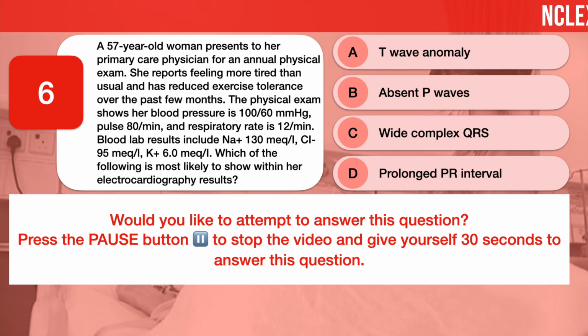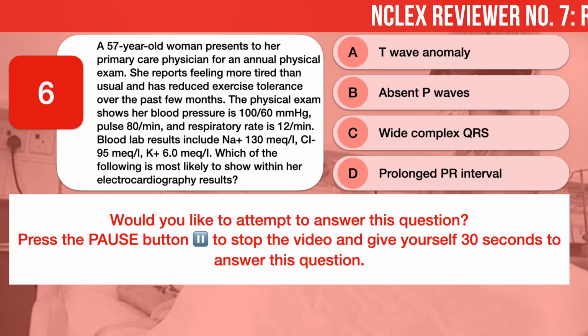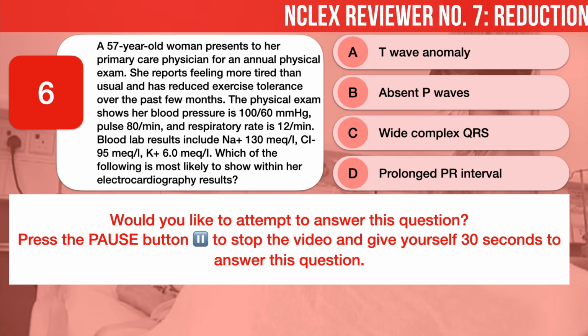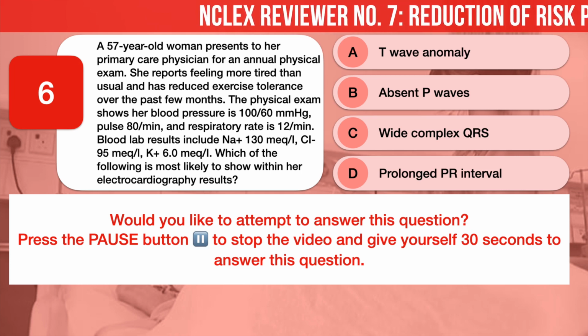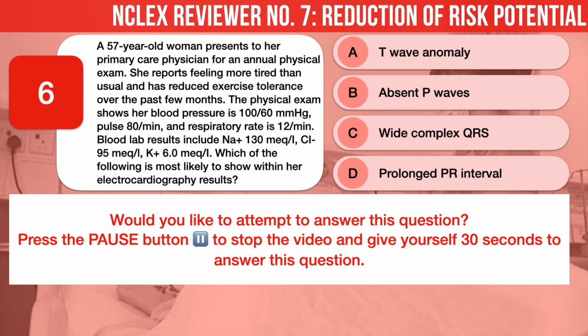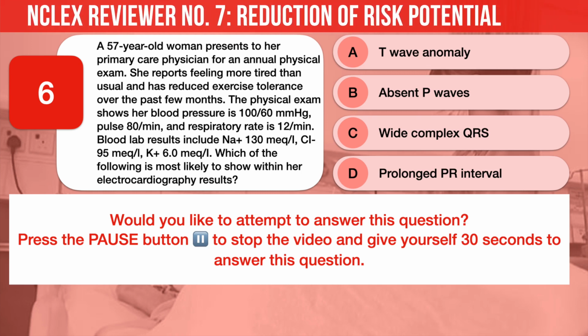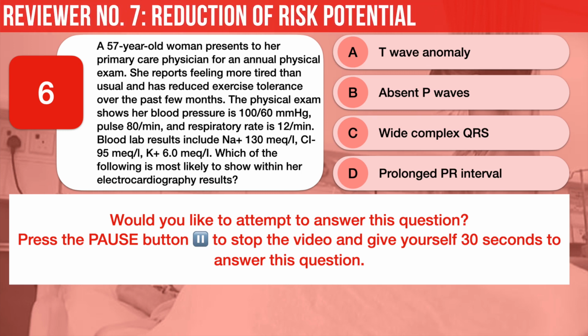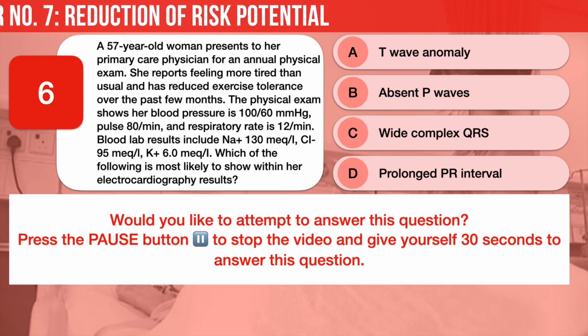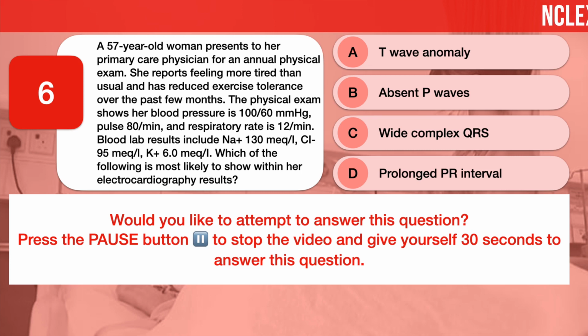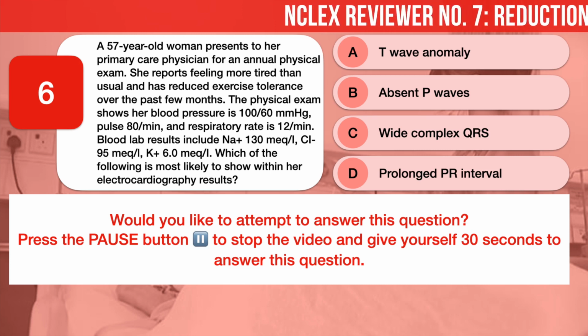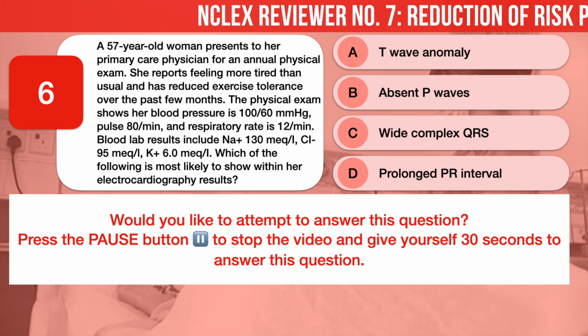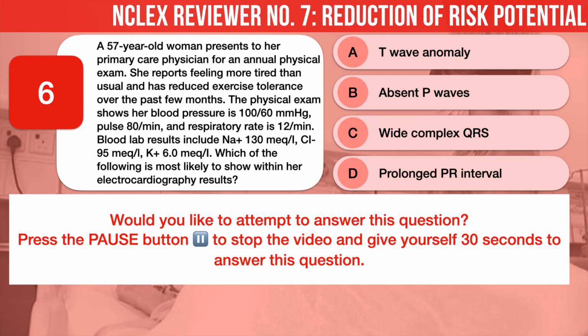Question number 6. A 57-year-old woman presents to her primary care physician for an annual physical exam. She reports feeling more tired than usual and has reduced exercise tolerance over the past few months. The physical exam shows her blood pressure is 100/60, pulse is 80 per minute, and respiratory rate is 12 per minute. Blood lab results include sodium ion is 130 milliequivalents per liter, chloride is 95 milliequivalents per liter, potassium ion is 6.0 milliequivalents per liter.